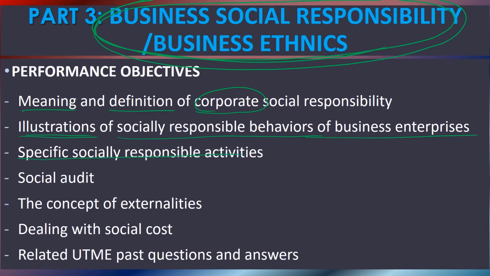Another key point we would like to know here is social audit. What does it mean? We will understand later. The next one is the concept of externality. Then we will shift ground to dealing with social cost. By the time we are done with these performance objectives, we will consider related UTME past questions and treat answers related to this topic. That is to say, you must be able to attempt the questions correctly if you are able to follow me one-on-one in this series.